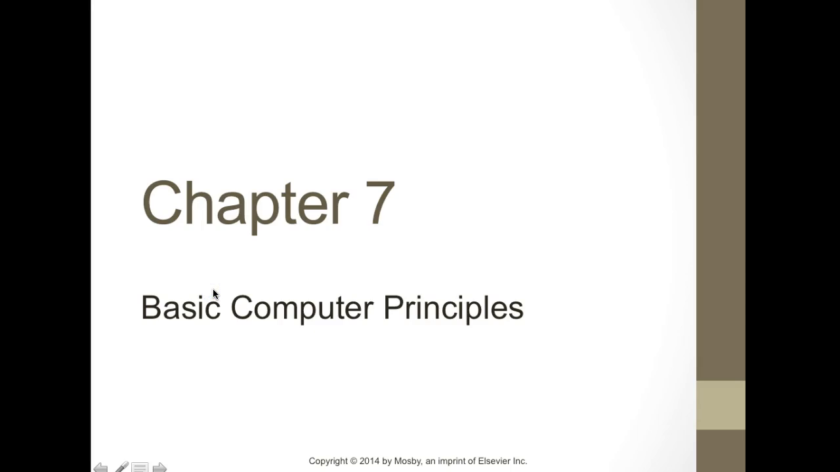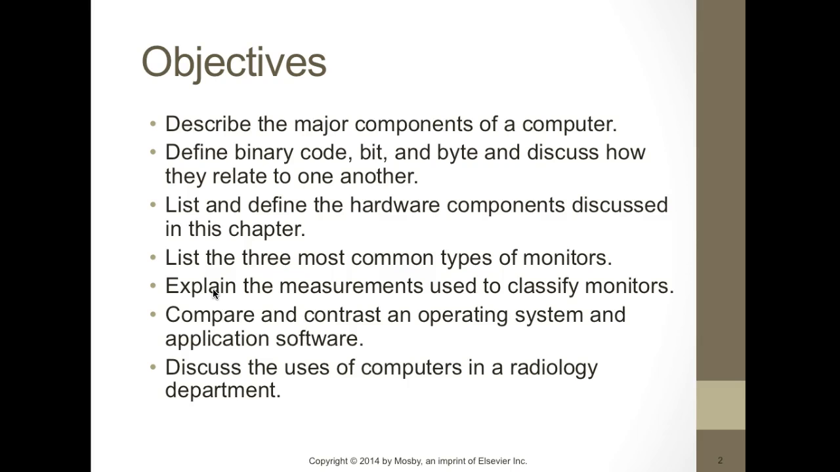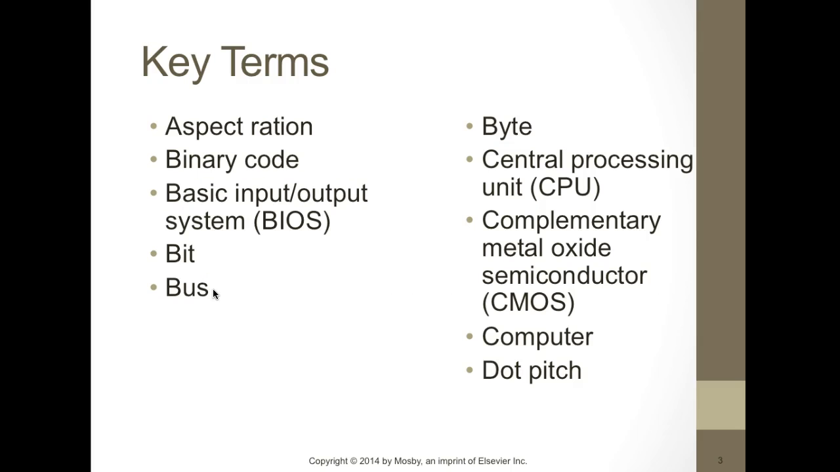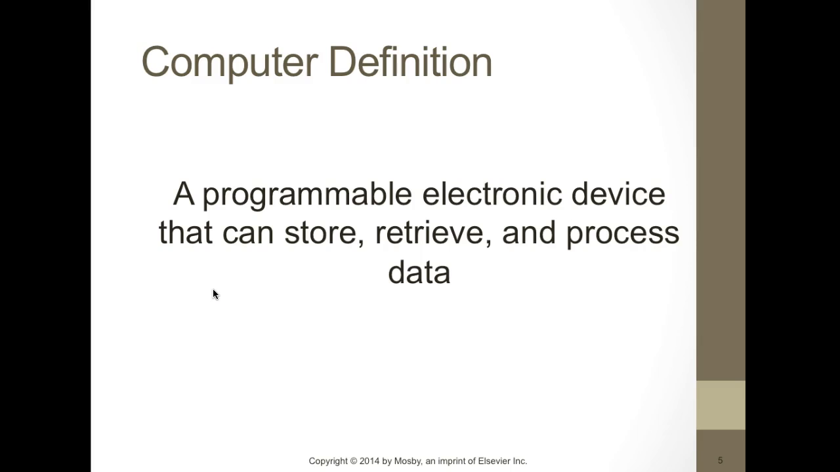Okay, here we go into chapter 7, which is your basic computer principles. This is out of your computer book, so make sure that you read the objectives and what is going to be covered, and that you be able to define everything and list the common types of monitors and software and different things that we're going to be using. So here's your key terms that you'll need to know.